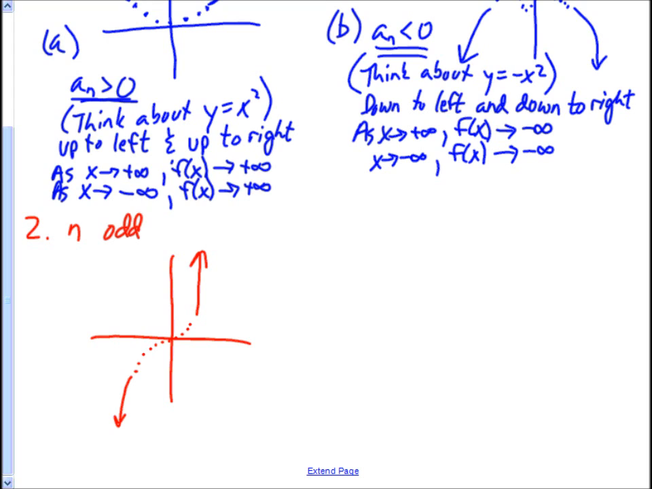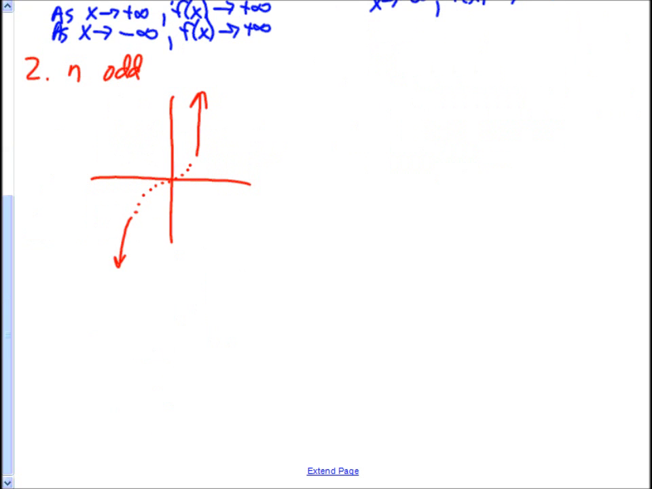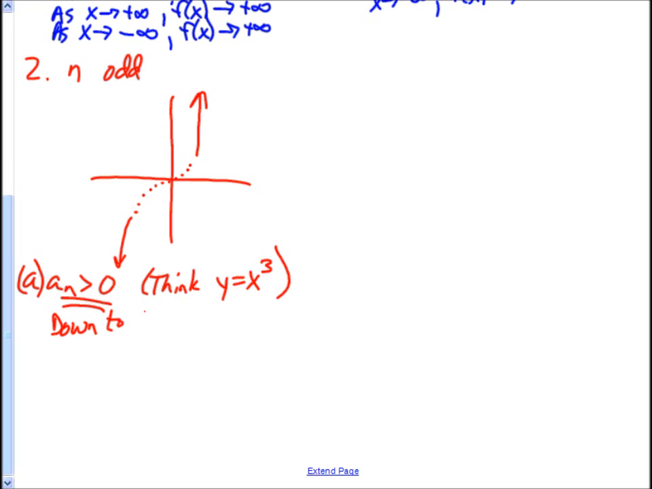Well, in x cubed, your leading coefficient is positive, okay? You're thinking about y equals x cubed. You notice your degree is 3, so your degree is odd. Leading coefficient there is 1, so your leading coefficient is positive for this, okay? So that's how this is going to behave. It's going to go down to the left and up to the right.